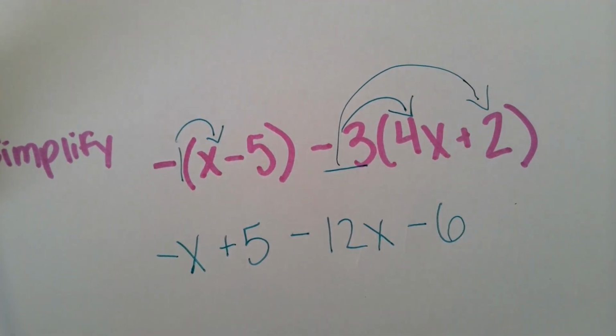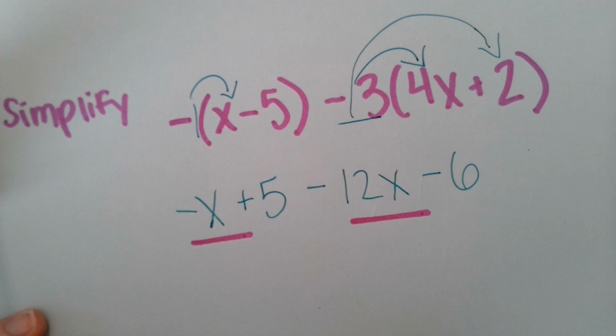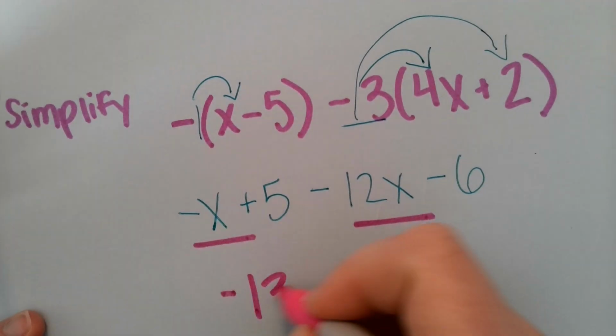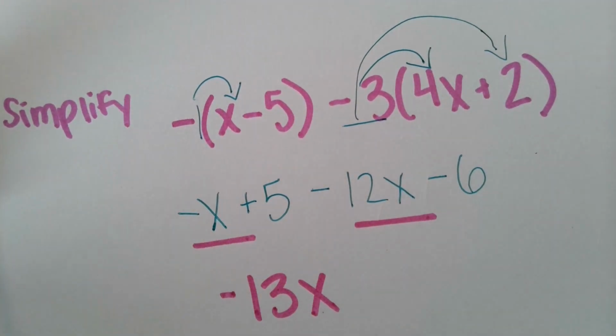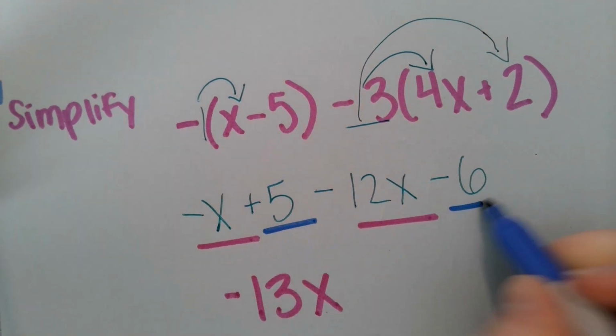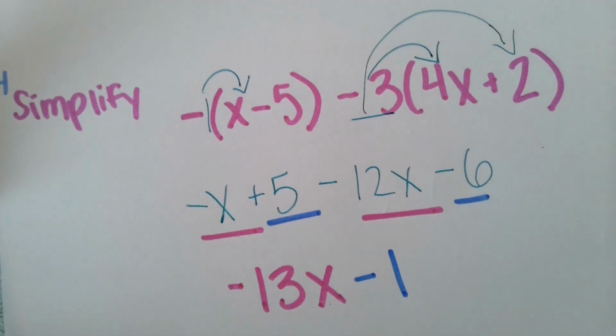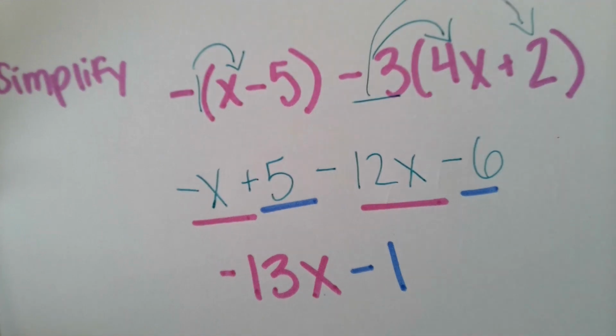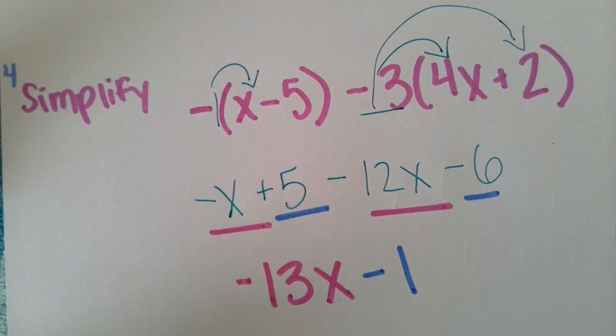Alright, and then we combine our like terms. We see that we now have negative 13x plus 5 minus 6, which will be minus 1. Alright, like terms, same thing we've learned before. Now we're going to simplify this last one.